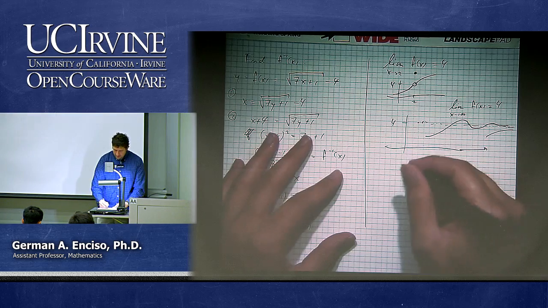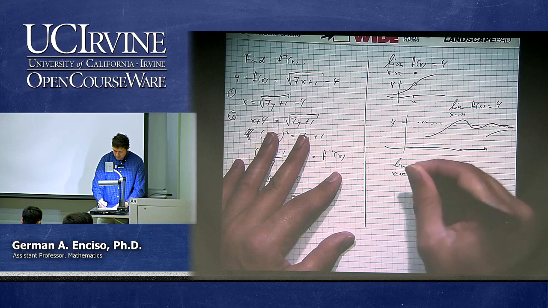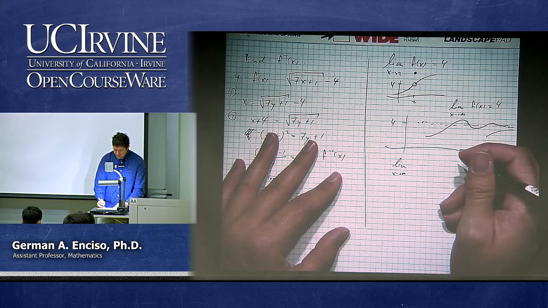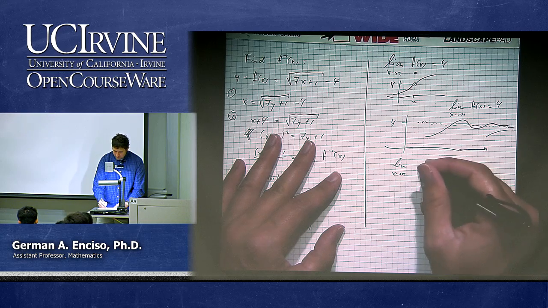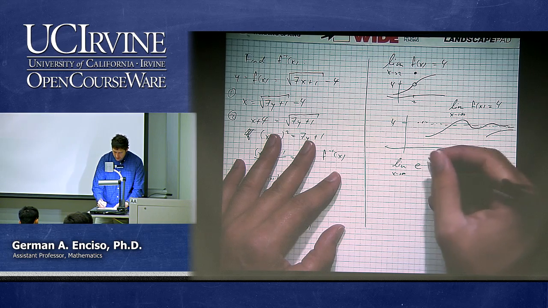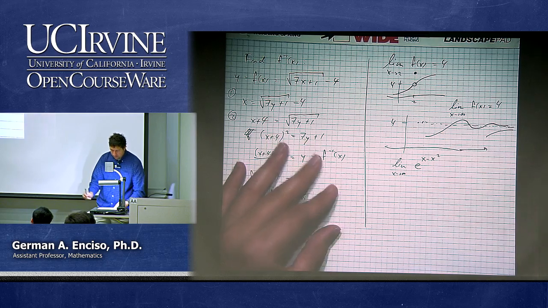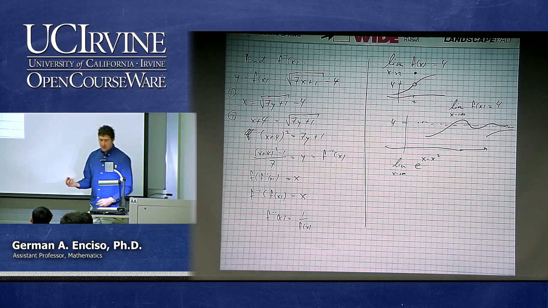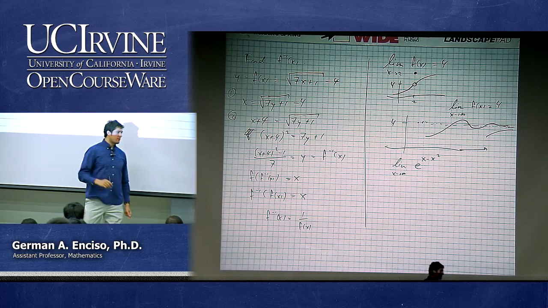For example, the limit when x goes to infinity of, well, you know what? Let's do a non-trivial problem. For example, let's do e to the x minus x squared as x goes to infinity. And this is also going to illustrate what happens with the other concepts of limits.